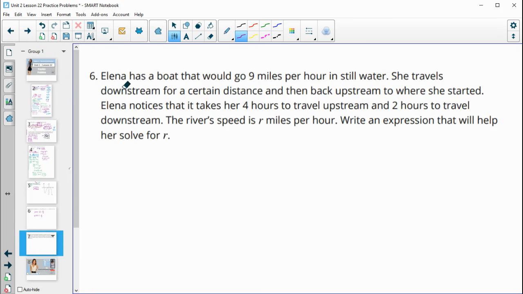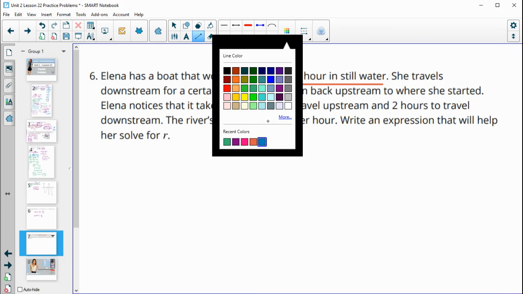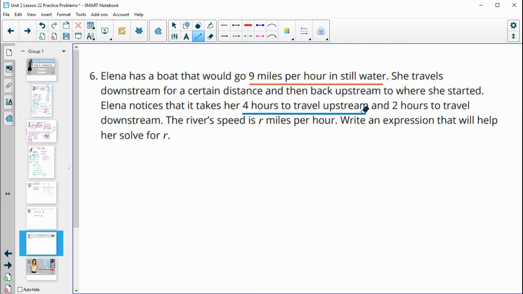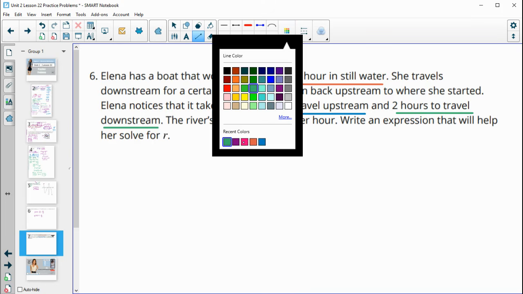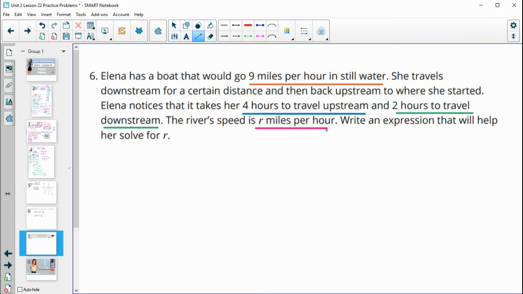Then number 6, Elena has a boat that would go 9 miles per hour in still water. She travels downstream a certain distance and then back upstream to where she started. Elena notices that it takes her 4 hours to travel upstream, and it takes her 2 hours to travel downstream. Then it says the river's speed is r miles per hour. Write an expression that would help us solve for r.